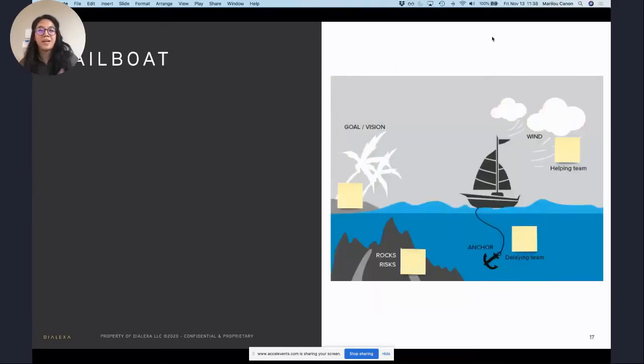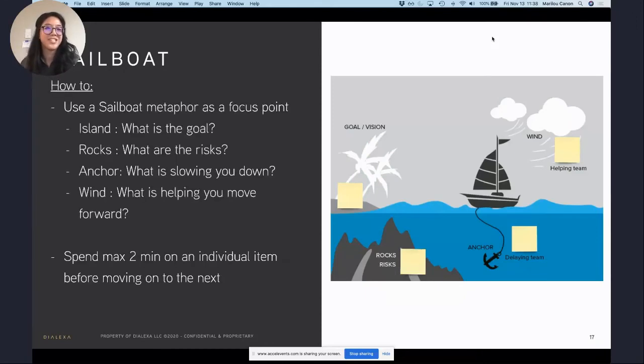Another format that I've used is the sailboat. So it's using the power of metaphors. The sailboat is the product or the sprint. It's a way that we can organize our thoughts in a visual representation of what your sprint may have looked like. So here, the island is the goal. Do people even remember what the sprint goal was? Maybe that might be a problem. Or validation that everyone's on the same page.